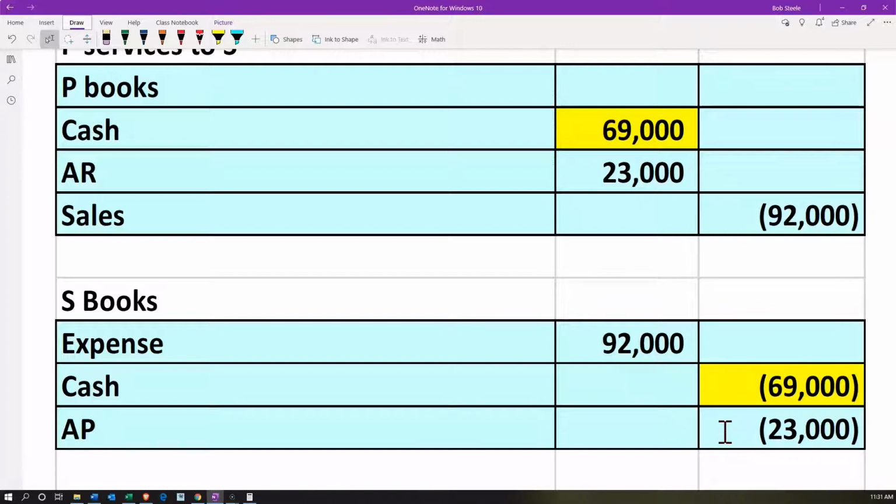We should be able to verify those 2 accounts by looking on the books of P's subledger to see that S owes P, and then S's subledger to see that S owes P. Okay, hopefully I said that the right way, I'm not quite sure, but anyway, you know what I'm talking about.